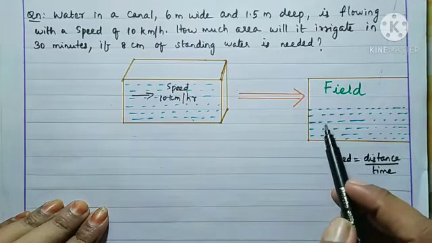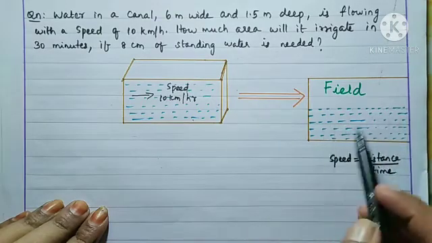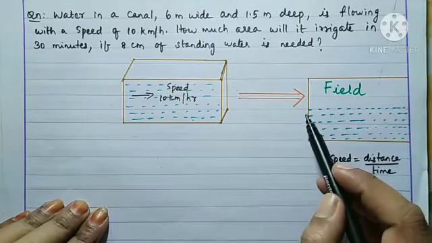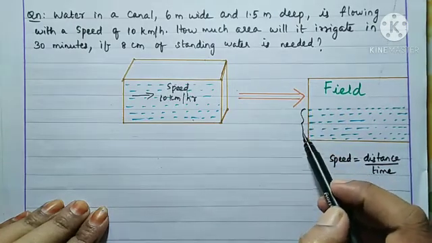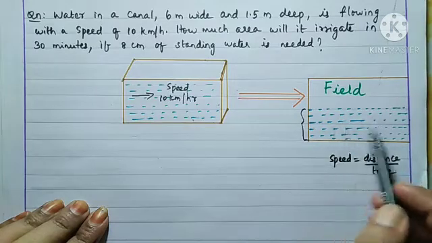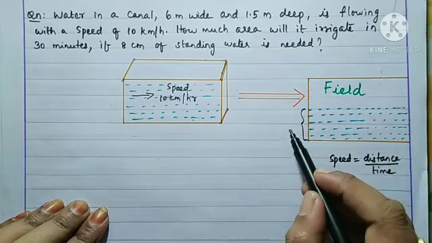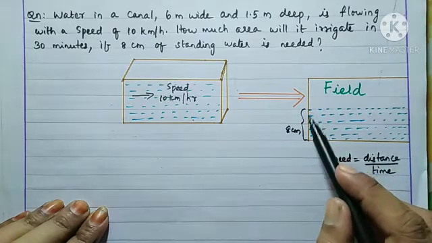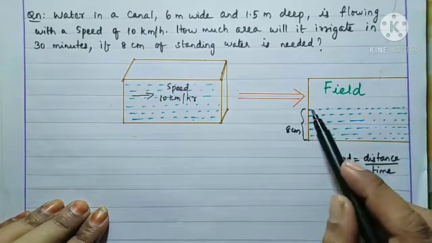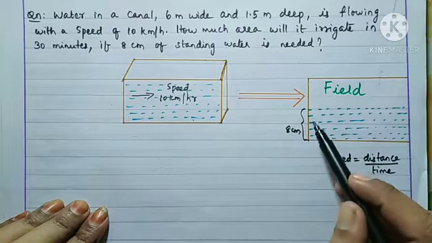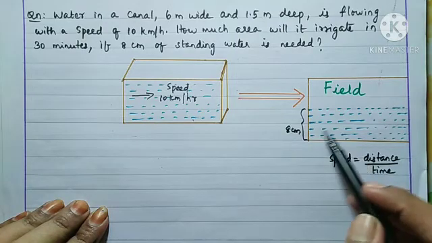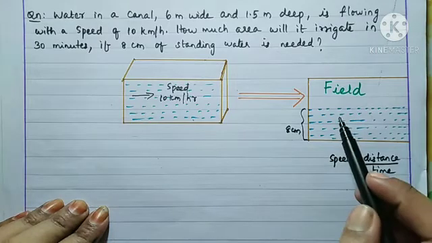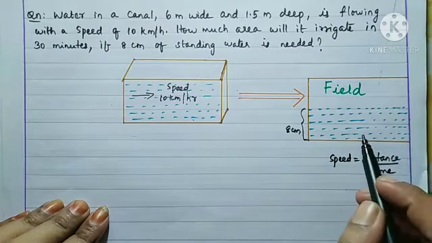Whenever we put any crops in the field, some level of water is required. So here the level of standing water required for the field is 8 centimeters. Here we will consider it as the height. The height of the standing water required for the field is 8 centimeters. And the shape of the field is not given.